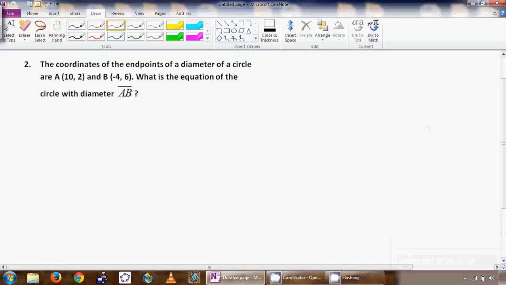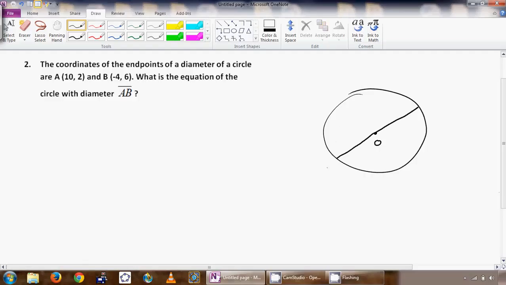Problem 2. The coordinates of the endpoints of a diameter of a circle. Alright, so I've got a circle, and they're telling me I have a diameter. My circle is going to have a center, I'll call it O, and the diameter has got to go through the center. They're saying it goes from A to B, where A is (10, 2) and B is (-4, 6). They want to know what is the equation of that circle with the given diameter.